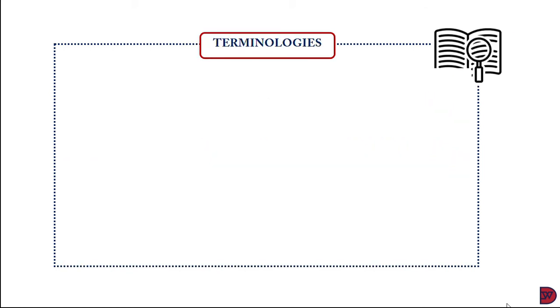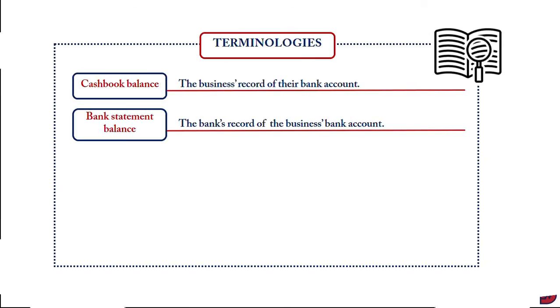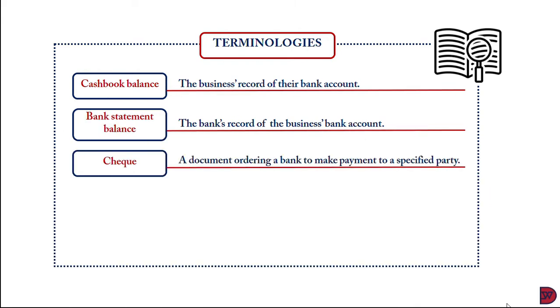Let's now take a look at some terminologies in bank reconciliation statement. The first of it is a cash book balance. Now, a cash book balance is the business's record of their bank account. The next is a bank statement balance. Now, this is a bank's record of the bank account of the business. Check. Now, this is a document that instructs a bank to pay an amount from an account to a party in whose name the check bears.